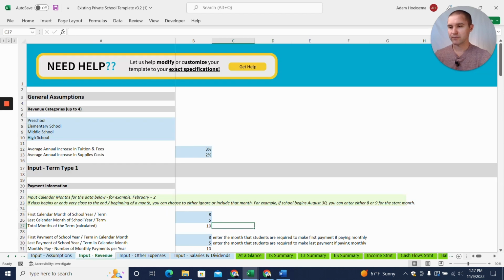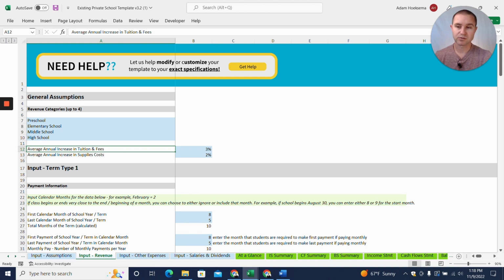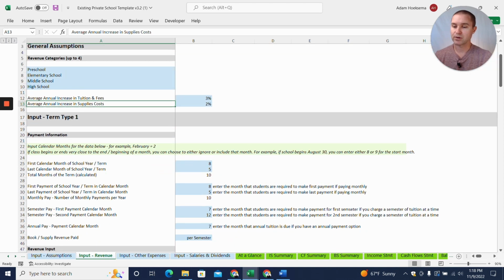All right, now on the input revenue tab, what you'll want to do is put in the different revenue categories that you have. And so what we did was just assume that we have these 4 different revenue categories that we're categorizing as kind of the stage of the school, so preschool through high school, and breaking those down by category. You can also input an average annual increase in tuition and an average annual increase in your supply costs.